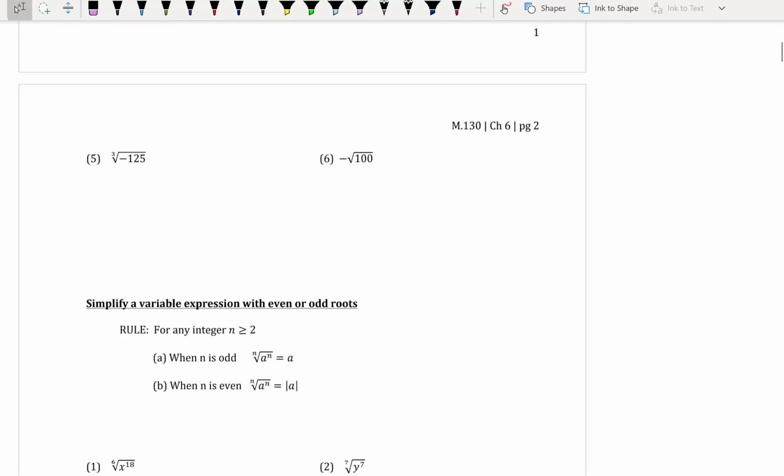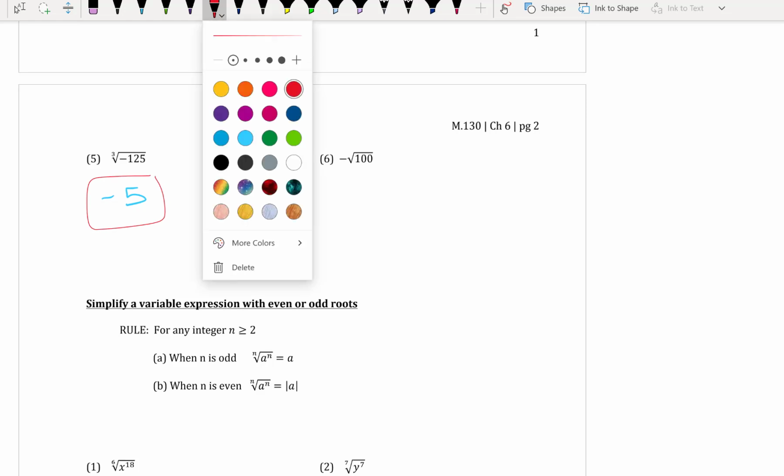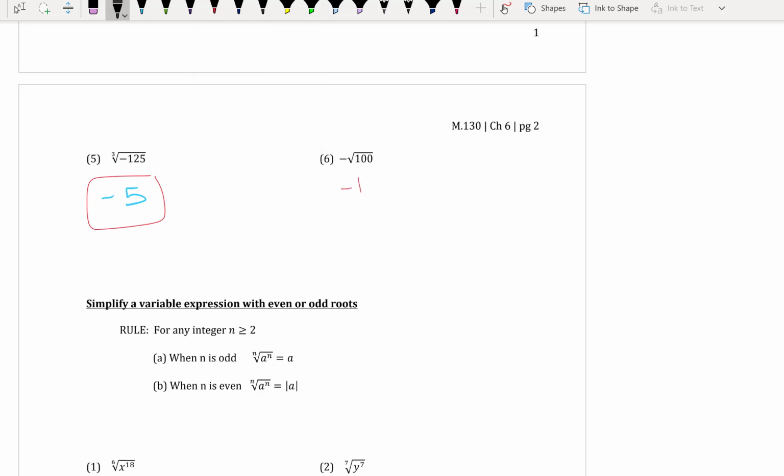And now for the next example, I have the 3rd root of negative 125, and that is going to give me negative 5. Negative 5 times negative 5 times negative 5 is a negative 125. And for number 6, I can think of this as a negative 1 that's being multiplied by the square root of 100. The square root of 100 is 10, so negative 1 times 10 is a negative 10. So my answer there is going to be negative 10.